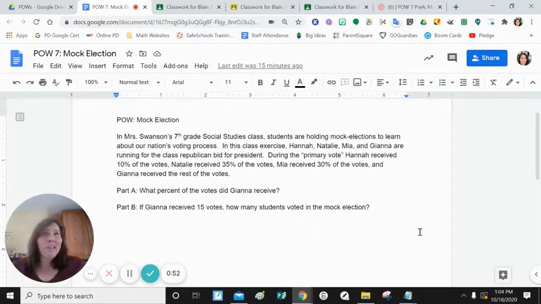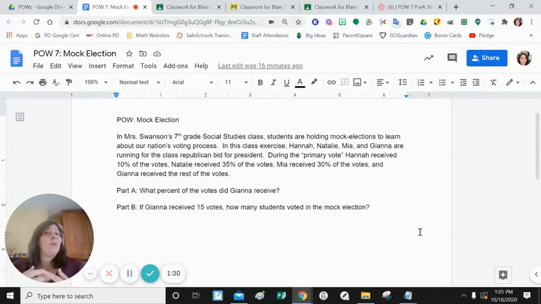Part A should be pretty easy to figure out. I'm giving you the percentages for Natalie, Maya, and Hannah. Your only missing percentage is for Gianna. We are looking at 100% of the students who participated. So if you know the three people's percentages and you only have one that's missing, well, you can add up the three knowns and subtract that from 100%. Whatever's left over is Gianna's percentage. That's a really big clue for how to do Part A.